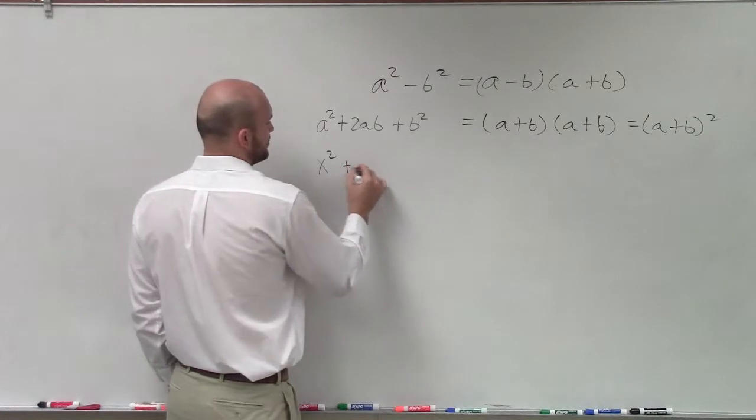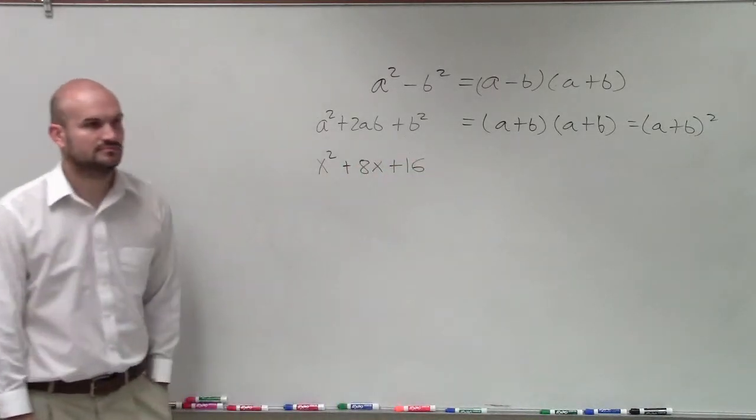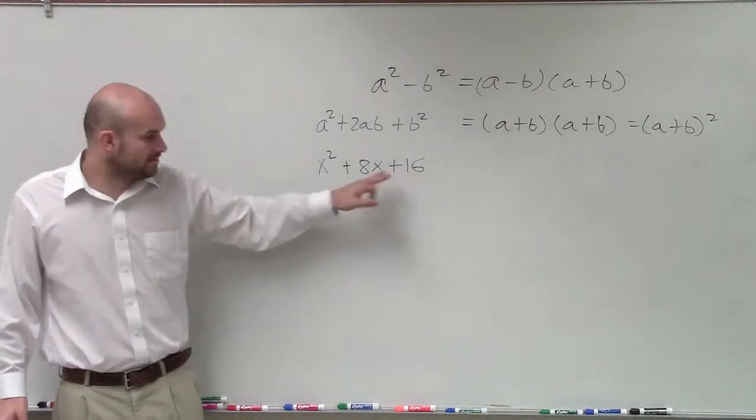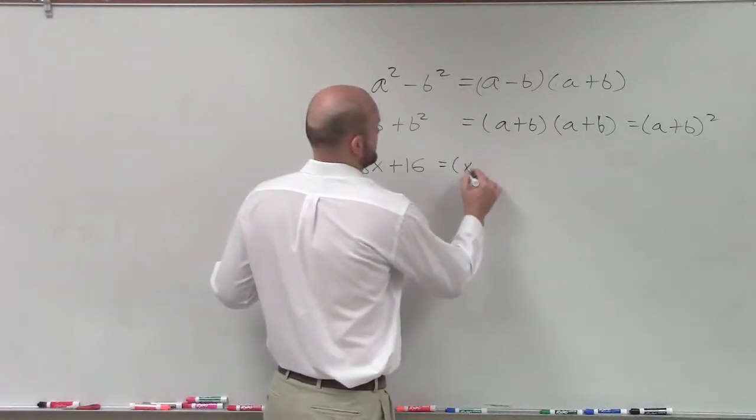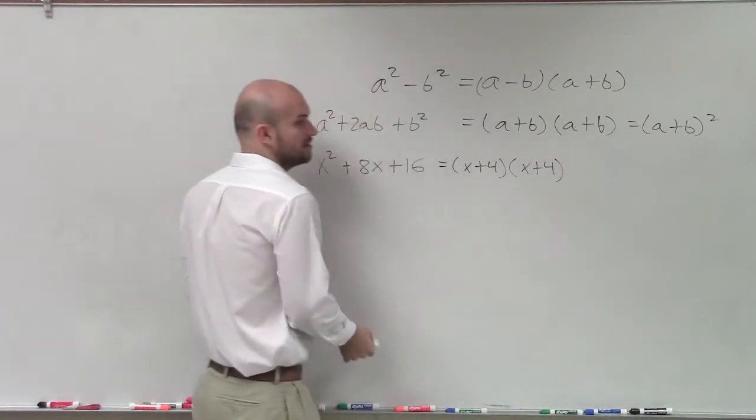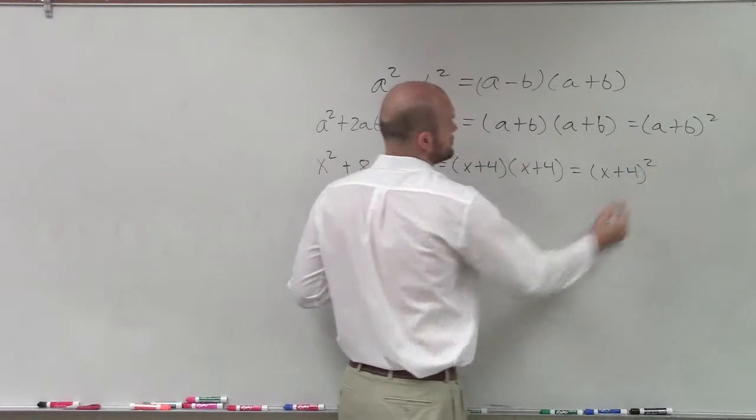x squared plus 8x plus 16. All right? And think about it. What two numbers multiply to give you 16, but then add to give you 8? 4 and 4. So that'd be x plus 4 times x plus 4, right? Which equals x plus 4 squared.